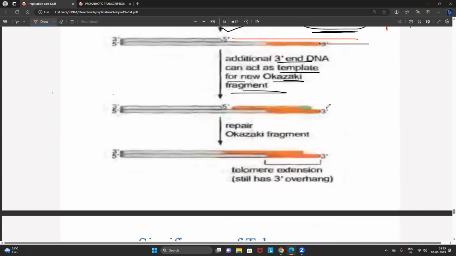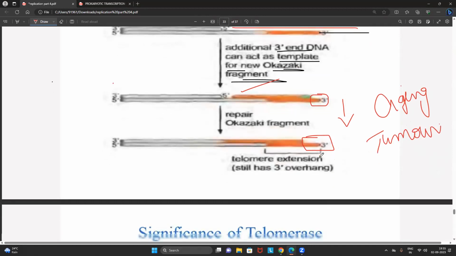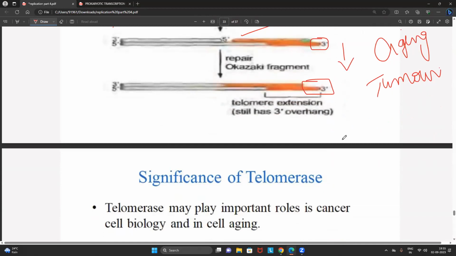Simple point. But friends, what's the problem here? Anyway, we have filled the gap. We have synthesized it. There is no problem. But you see this, still there is an overhang. So this is one of the reasons I can say very clearly that because of this overextension also, most of the cells will undergo aging much faster, and most of the cells will become tumorized also very fast, just because of this 3' extension.